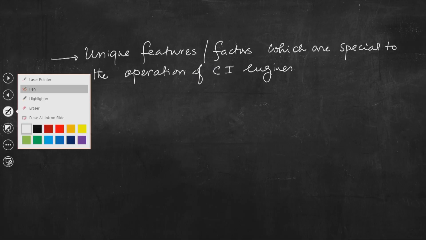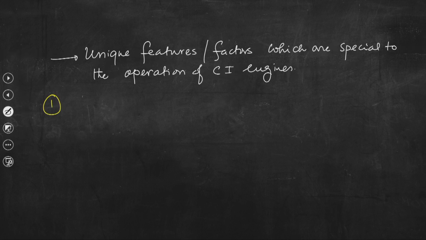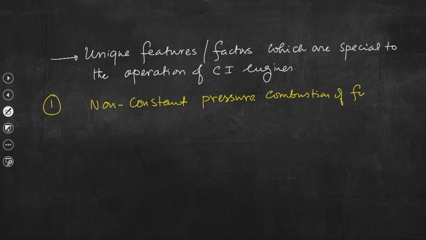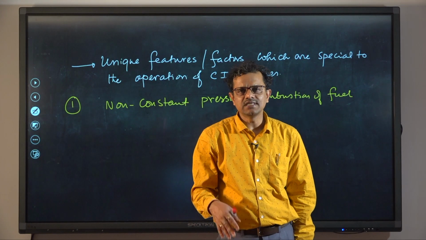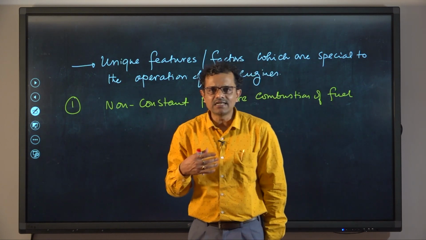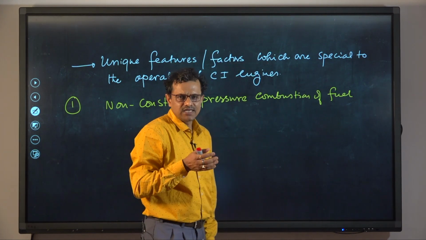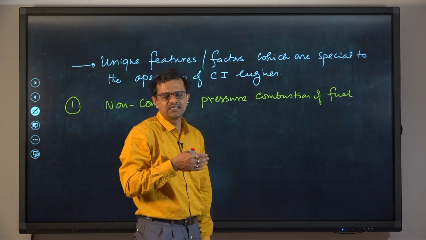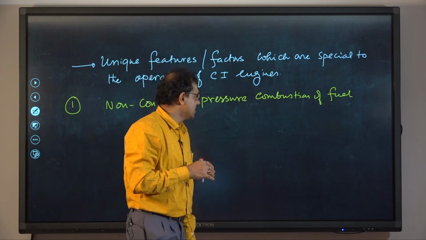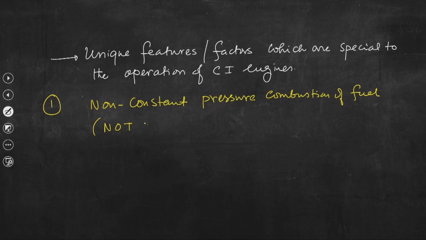So, the first one, number 1, is non-constant pressure combustion of fuel. Essentially we are now talking about CI engines. We know that in a CI engine, the combustion process is mimicked by a constant pressure heat addition process. But in reality, it is seen that the assumption that combustion can be mimicked by a constant pressure heat addition process is not always true for CI engines.